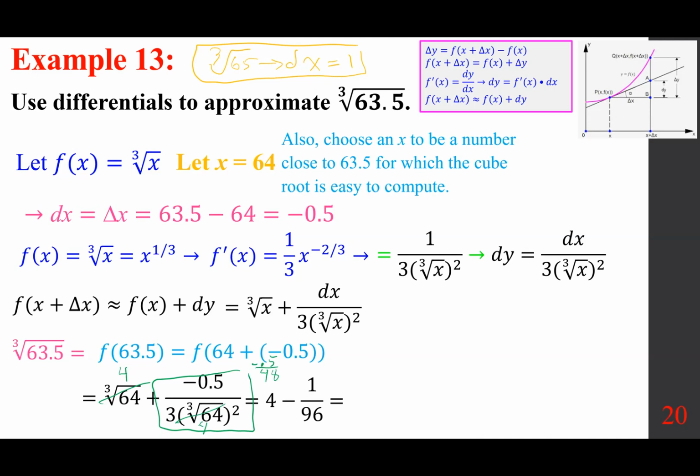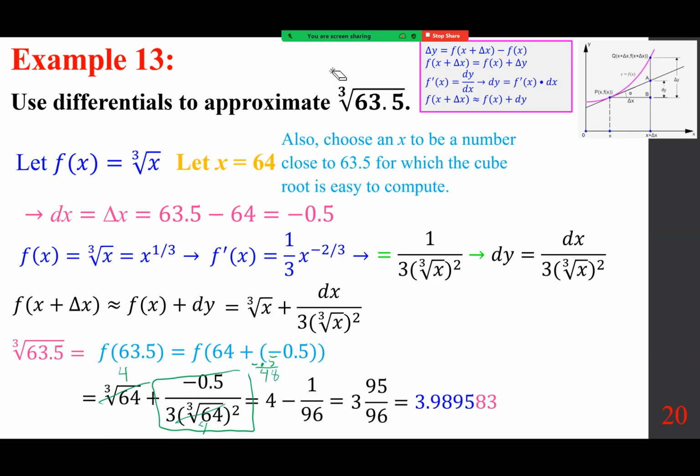If you go with the decimal representation, you get 3.989583. And if you go with the calculator, you see that they're extremely close. The first four decimals are the same. So if you do the approximation with, let's say, 3 decimals, they become identical.